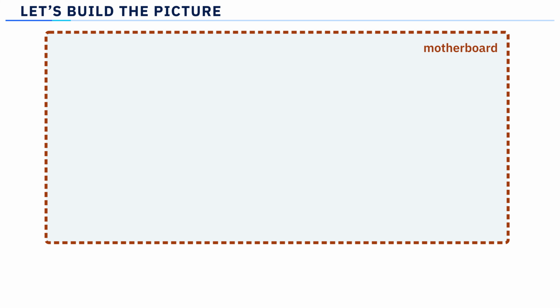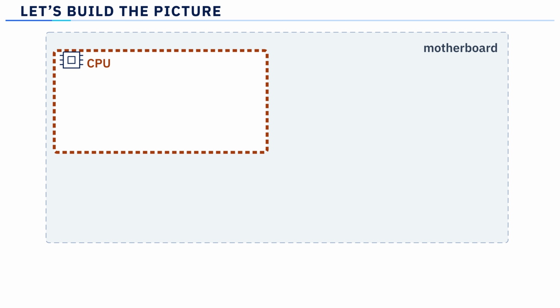We start with the board. This dashed outline is the motherboard. Everything else plugs into it, and it carries the wiring between the parts. First, the CPU. CPU is short for Central Processing Unit. It is the square chip that drops into a socket on the board.